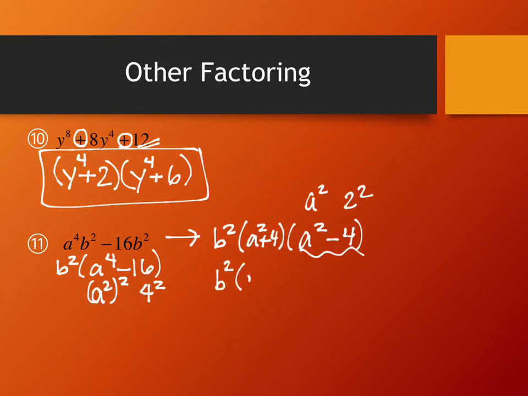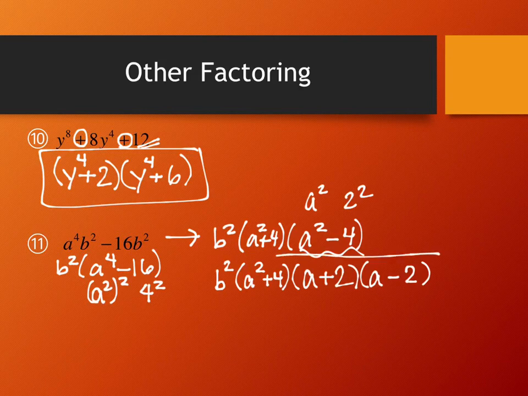So the b squared stays, the a squared plus 4 stays, but this a squared minus 4 has to alter itself and be a plus 2 and a minus 2 in some order. And at that point, I'm actually done.